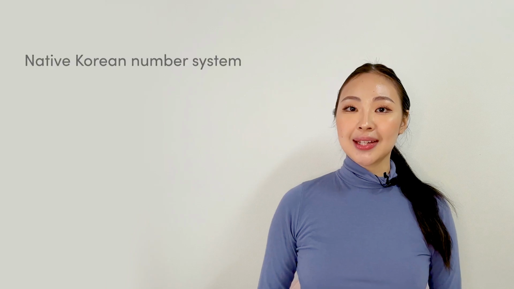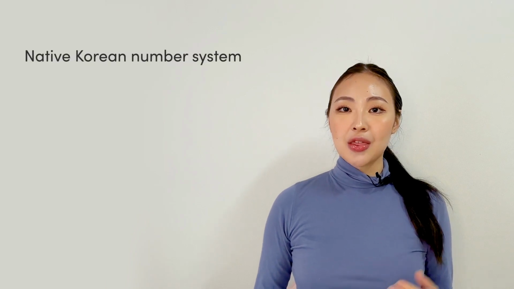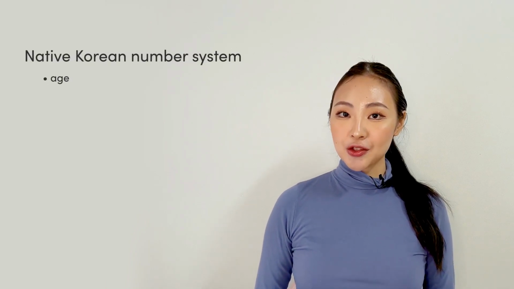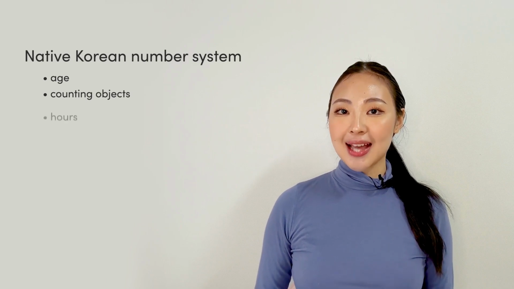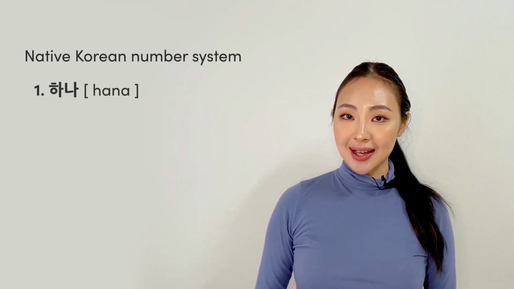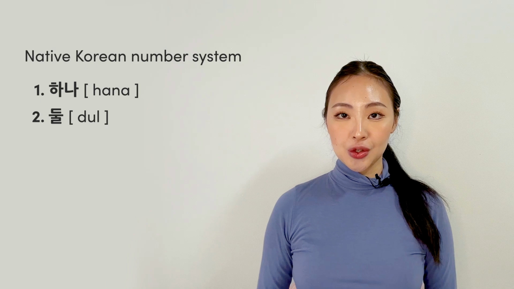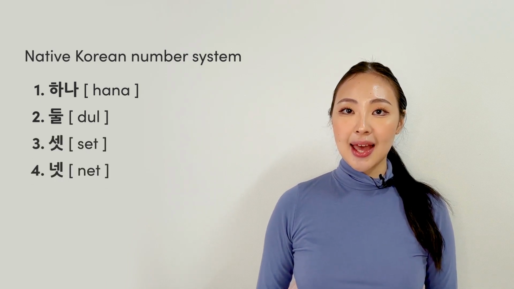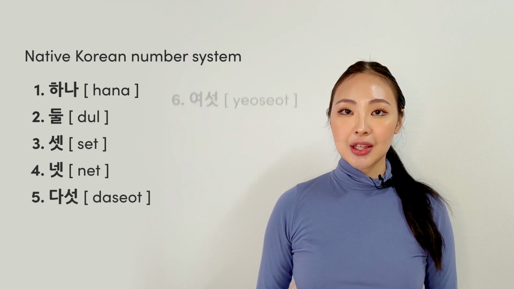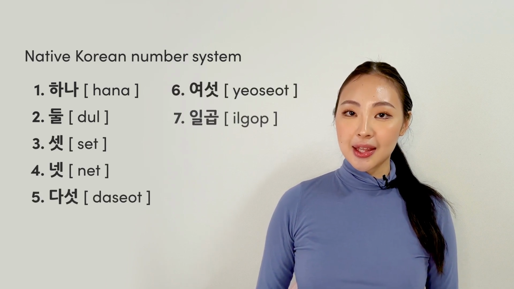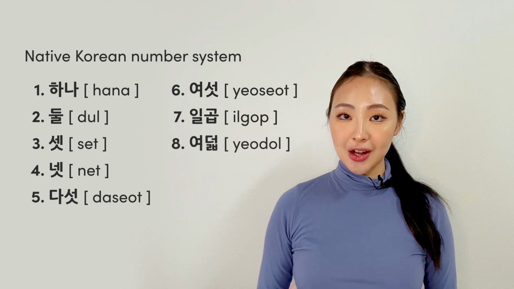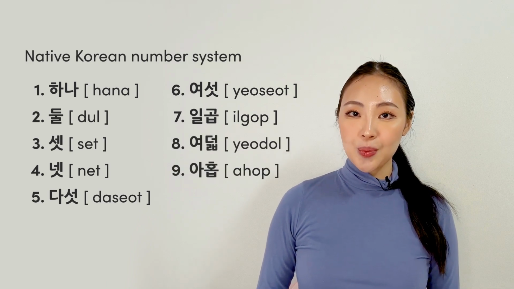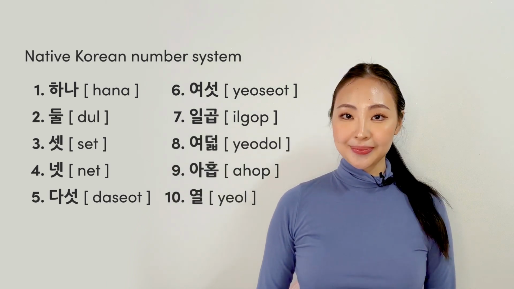Next up are the native Korean numbers. They're used for things like age, counting objects, and hours. 하나, 둘, 셋, 넷, 다섯, 여섯, 일곱, 여덟, 아홉, 열.